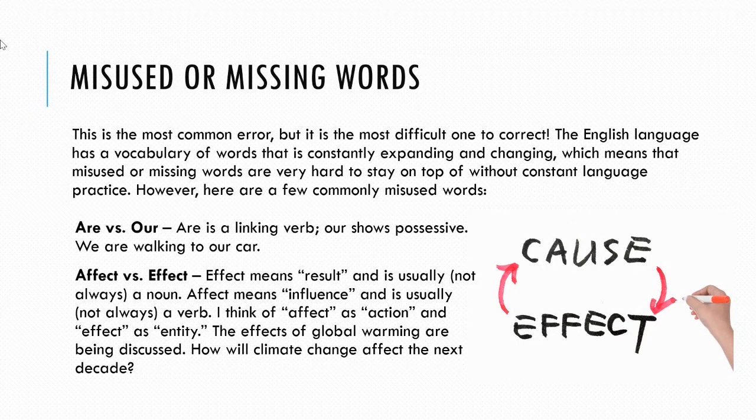"Are" with an A and "our" with an O are two commonly misused words. "Are" with an A is a linking verb. They are going to dinner. "Our" with an O shows possession. We are walking to our car.